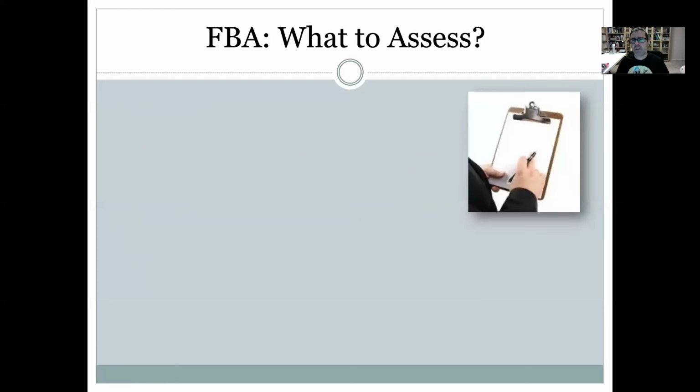Now, what does a functional behavior assessment look like? So what to assess? Well, the first thing, if behavior is influenced by antecedents and consequences, those are the things that you want to look at. So you want to understand when behavior occurs, where does it occur, and with whom. Those are all the conditions that might be relevant for us to predict situations in which behavior would occur.